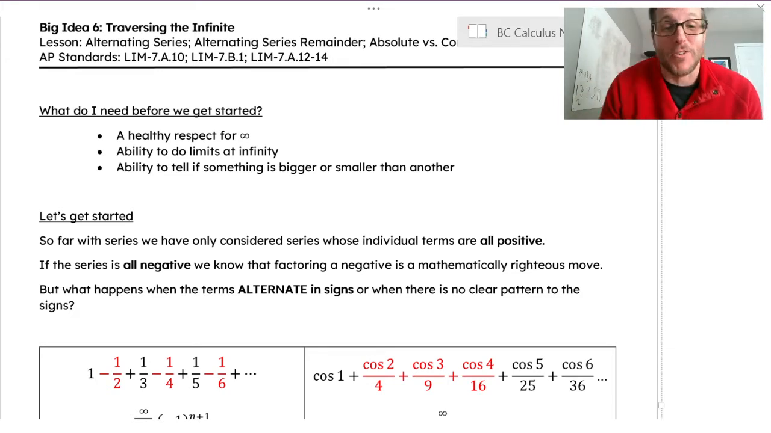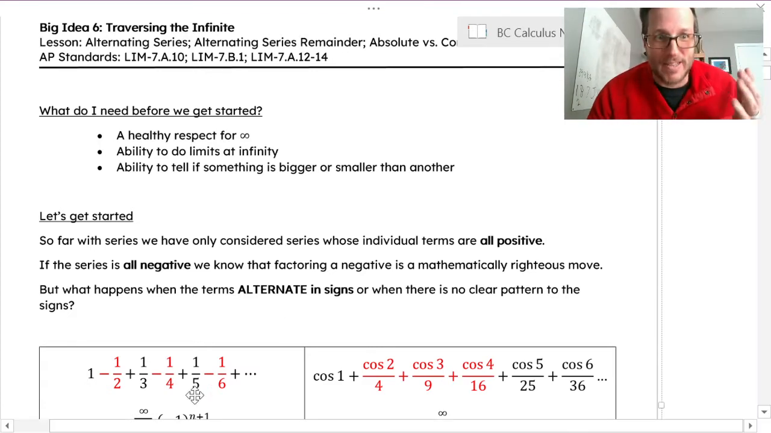We're going to talk about alternating series today. Alternating series, you're going to find out real quick, we can do something really rad with alternating series that we can't do with any other kind of series. So again, we need a healthy respect for infinity. We need to be able to do limits at infinity, and again, we need to be able to tell if something is bigger or smaller than something else.